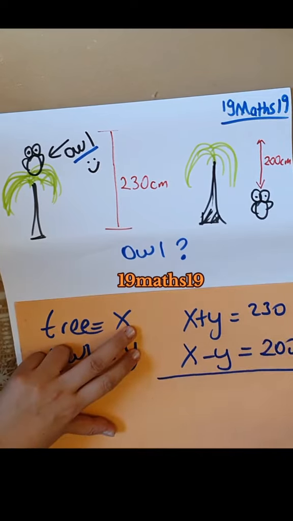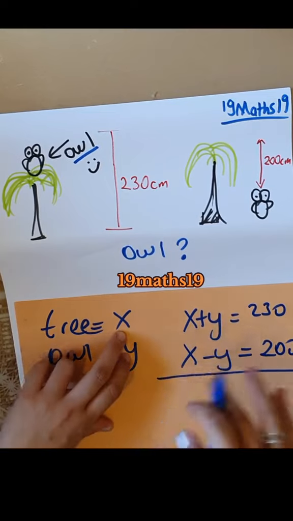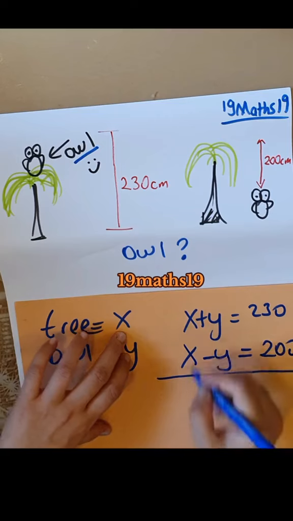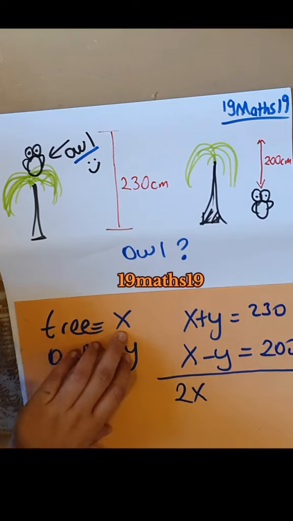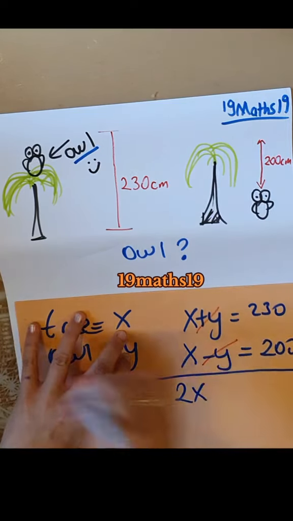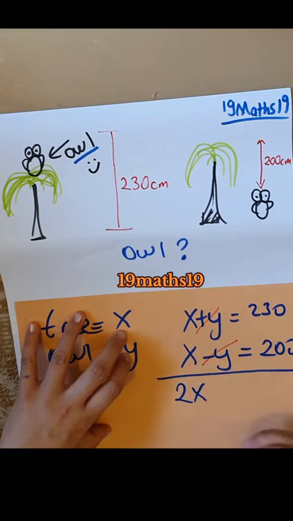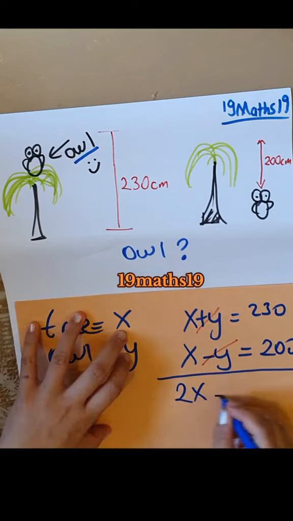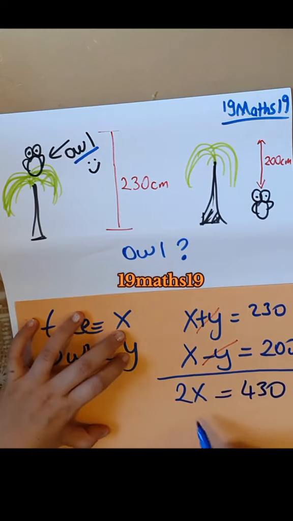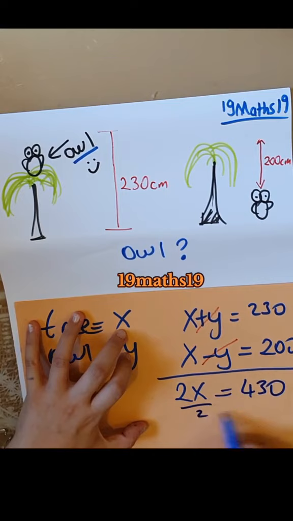So add them again. There are many ways you can do it, by the way. This is one of the ways. So 2x, the y's cancel each other, negative and positive when you add them, equals 430. I'm dividing by 2 on both sides in order to leave x alone.